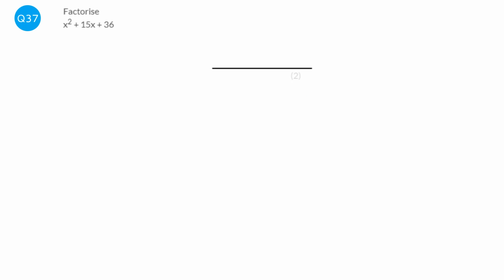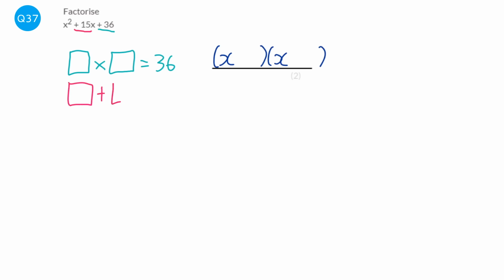So here we're asked to factorise a quadratic, and our answer will be x plus or minus something, x plus or minus something. So it'll be 2 sets of brackets with an x at the start. Okay, so to be able to find out what's in the bracket, we look at the 36 there, and we know that we're going to have to multiply 2 numbers together to make that 36. And we look at the coefficient of the x, that 15, and we know we're going to have to add these numbers together to make that 15.